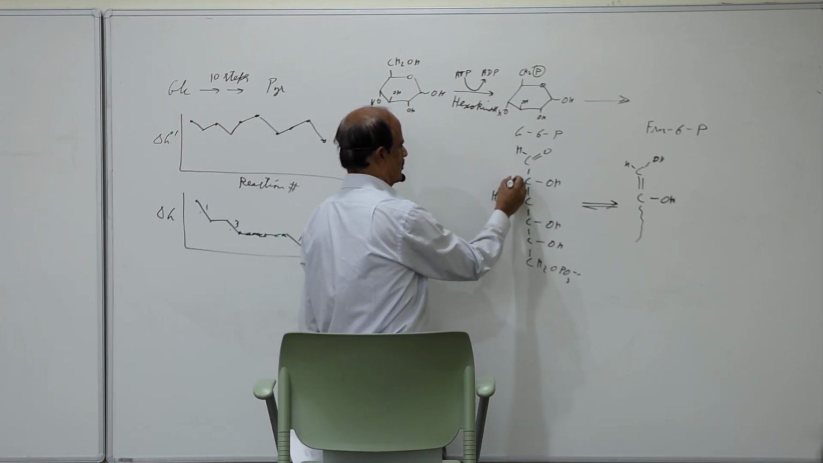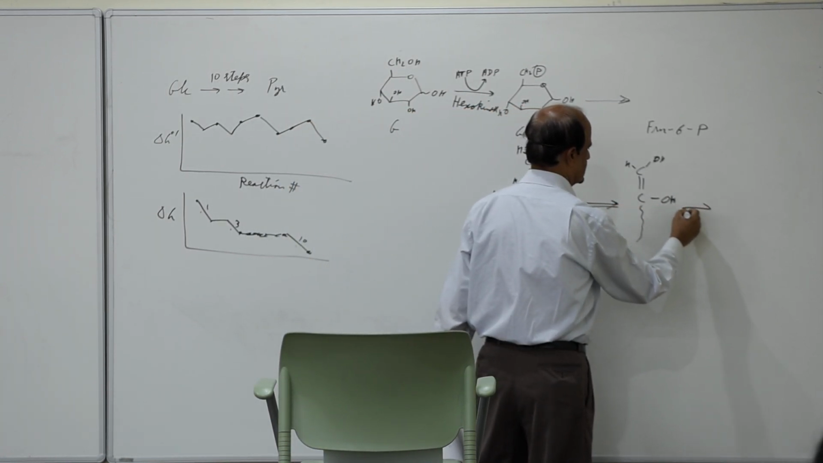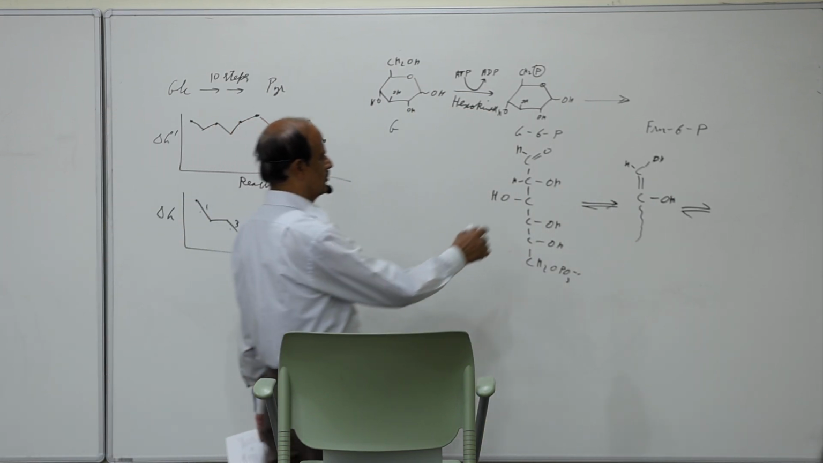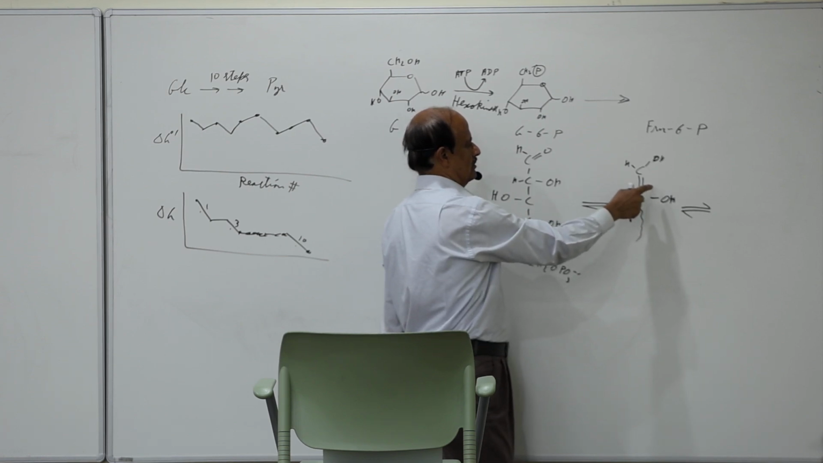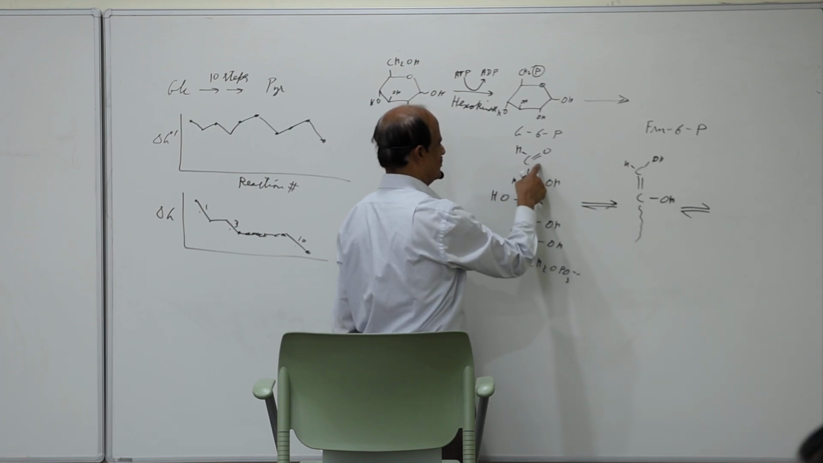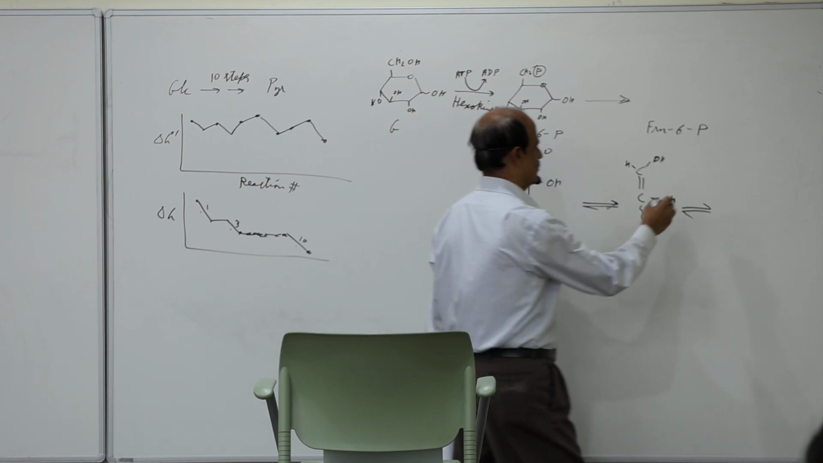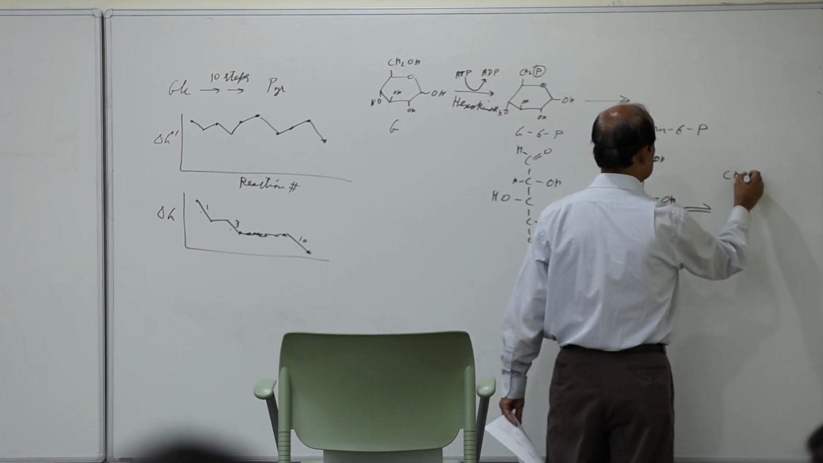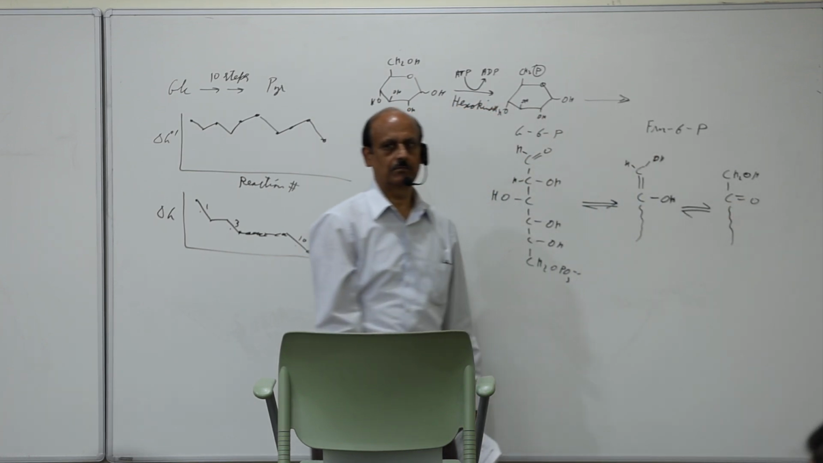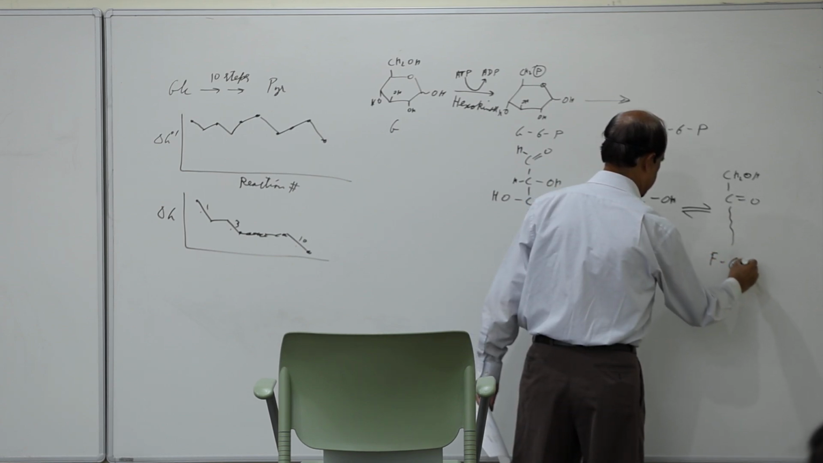Alright, so all ketones are in equilibrium with the enol, and then again this becomes a ketone. Because there are two OH groups, there's OH here and the OH here, either of them can become the carbonyl group. If this becomes a carbonyl group, you get back the glucose. If this becomes a carbonyl group, you get fructose. So this will be the fructose 6-phosphate.